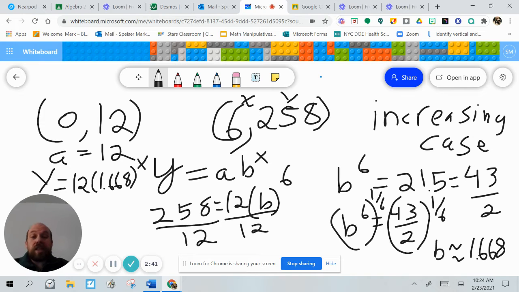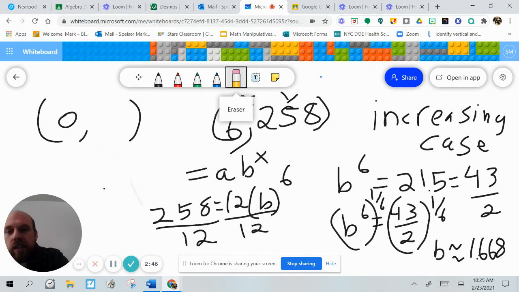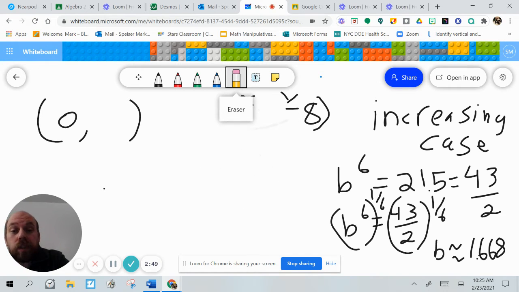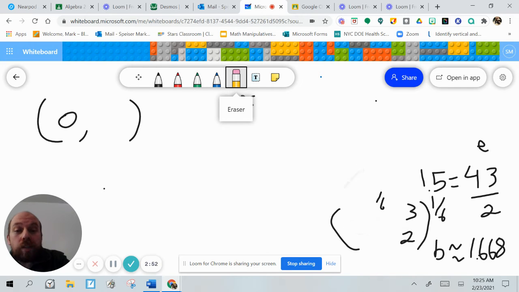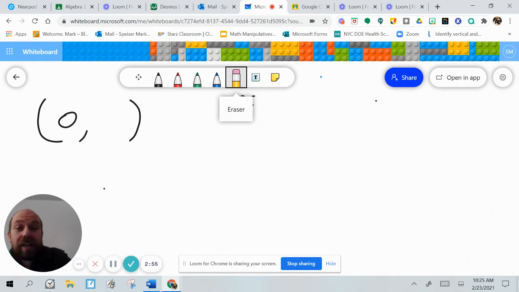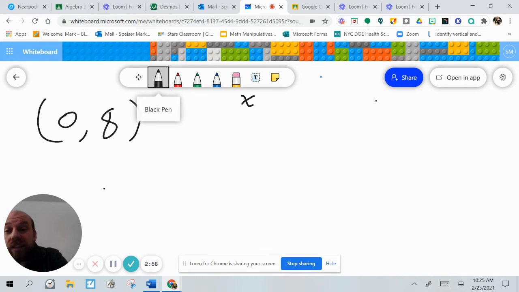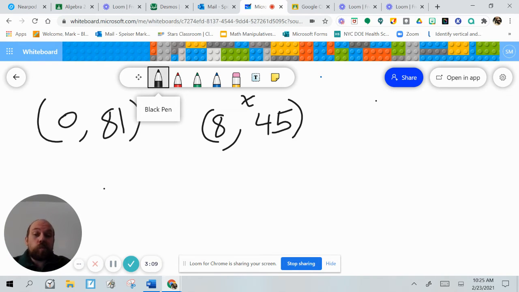Okay, let's look at the decreasing case. Now, as we mentioned in previous lessons, a decreasing case will be where b, the value, is less than 1. Say we're starting at 0.81 as our starting value. And we're going to decrease after 8 minutes to 0.45. So (0, 81) and (8, 45). And we start exactly the same way. Our a value is when x equals 0, so a equals 81. And this is my x value of 8, my y value of 45.